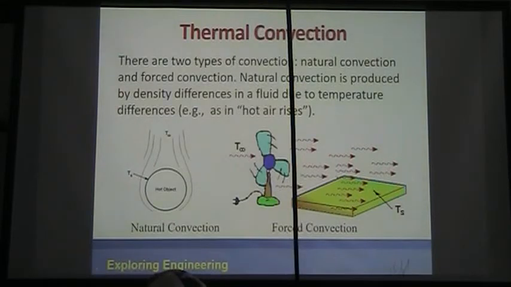We can have forced convection by having a fan, in the example here, that is blowing air, we assume it's air, across a hot surface.